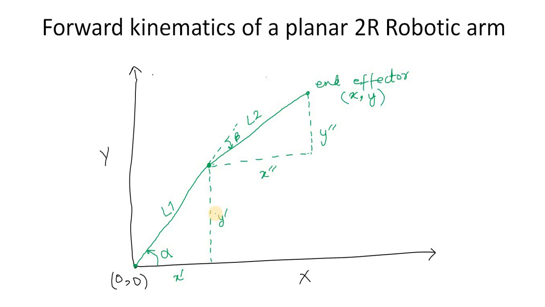So what we have available is the length L1 and length L2, and also the angles alpha and beta are known. And how are they known? They can be easily computed using some kind of sensors that can find the angle of the joints. It can be an optical encoder or something like that. Now we are interested in finding the final position of the end effector, which is the xy coordinates. So let's see how we can do that.